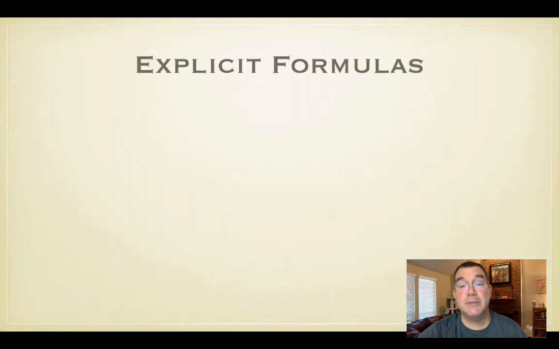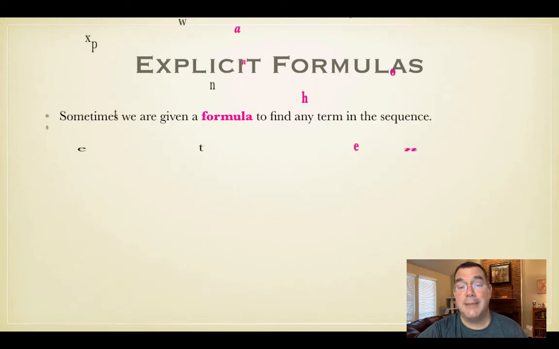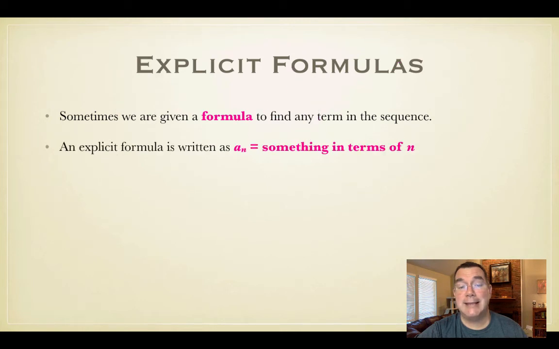All right, there are two types of formulas that will tell you what any term in a given sequence is. The first one is the easier one. That's explicit formulas. And that means that I'm saying the nth term is an expression that's got n in it. So if I want to find the nth term, I just figure out what term I want and replace n with that number, and the formula will tell me what the nth term is.